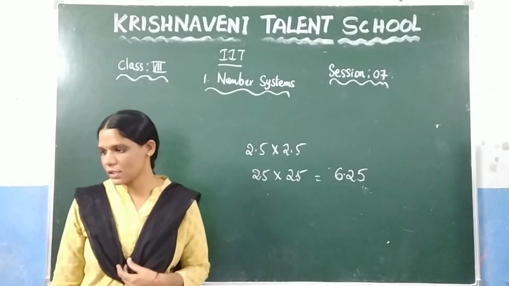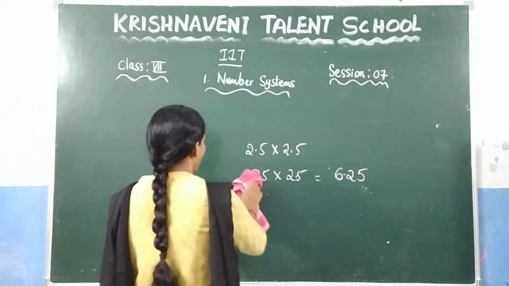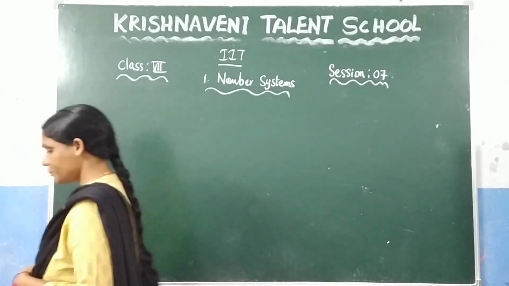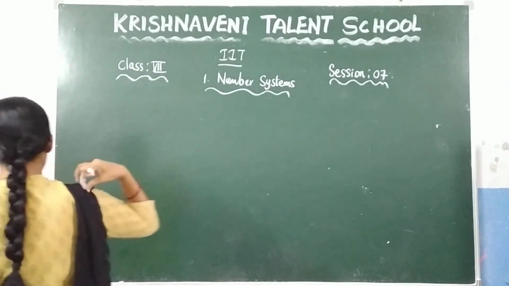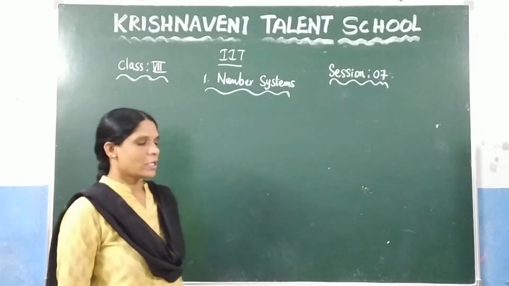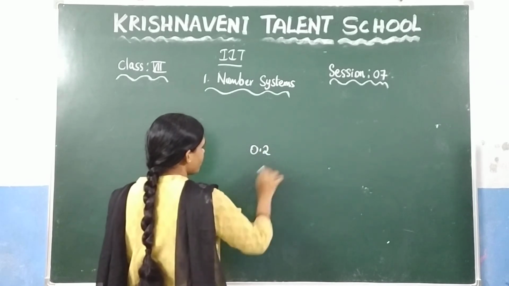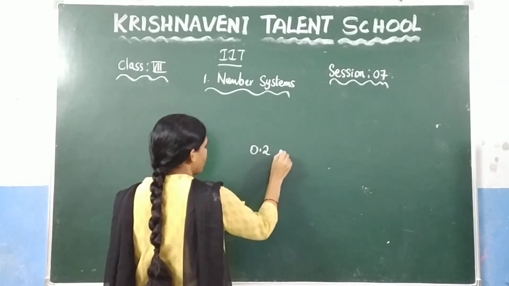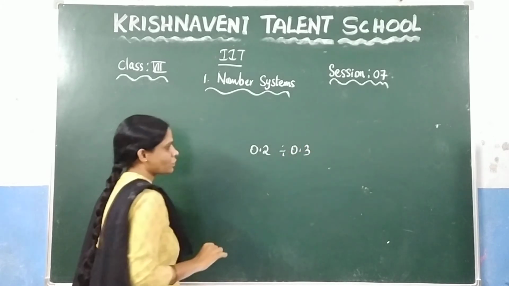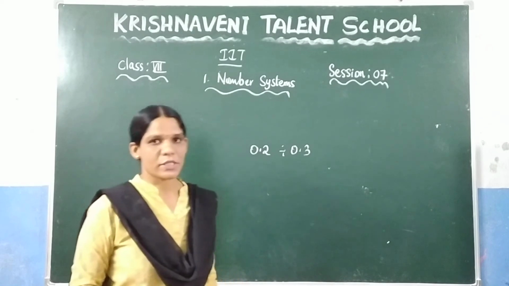Now see the next one, which is the division of decimal numbers. How to divide 2 decimal numbers? So again consider the numbers. Let us see 0.2 divided by 0.3. So how to divide if you are given 2 decimal numbers?